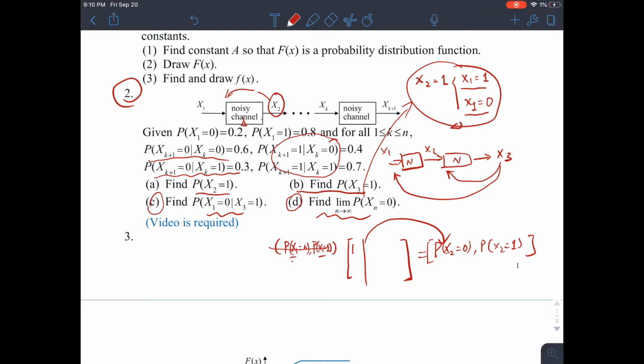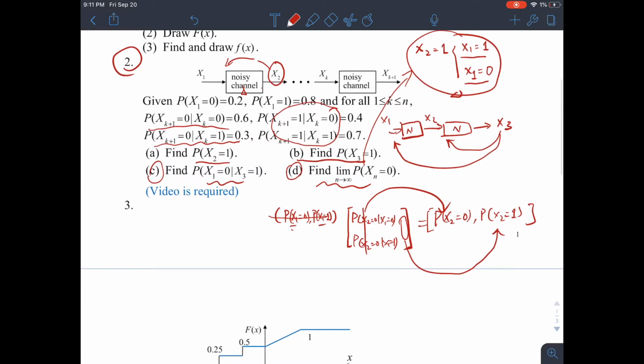Then we can think X2 equals 0, then X1 equals 0, X2 equals 0, X1 equals 1. So on and so forth, we can get X2 equals 1 for this part. Then I think we can simply get the results for this one.